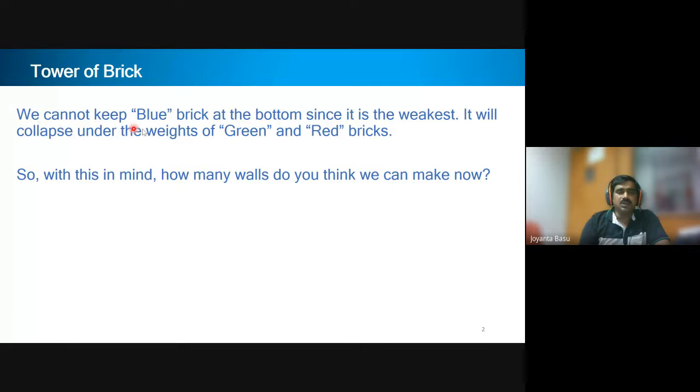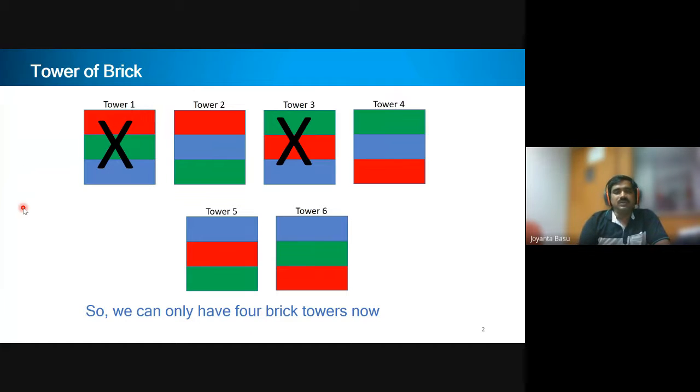We cannot keep the blue brick at the bottom since it is the weakest. So I have given that we cannot put the blue brick at the bottom because it's the weakest. It will collapse under the weight of green and red. Okay, so we cannot put the blue brick there. So how many walls can we prepare with this kind of combination? Okay, so there are six towers, but this is not possible because blue is here, and here also blue is here. So we can only have the four brick towers. Okay, agree?